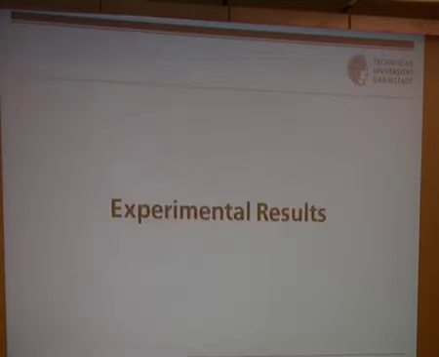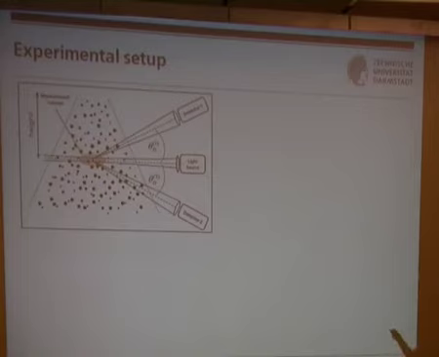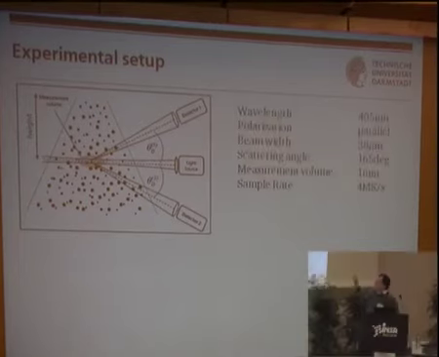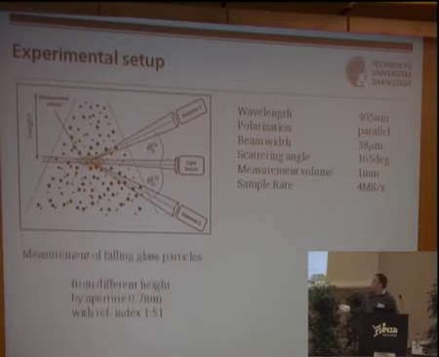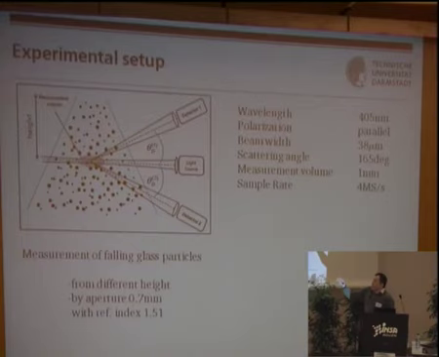Okay, let me present experimental results. At first, just some basics. This is a schematic illustration of the experimental setup: light source, two photodetectors, spray. Here is the nozzle, it's not depicted in the picture. Then there are some typical parameters of the experimental setup: angle 135 degrees. As a measurement, in this case, I measure falling glass particles. I have here the nozzle and measure the falling glass particles from different heights, and I vary the height.